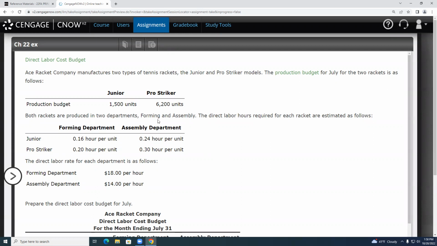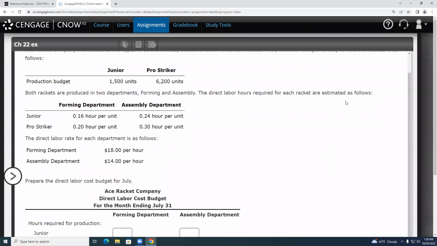Both rackets are produced in two departments, forming and assembly. The direct labor hours required for each racket are estimated as follows, and we have the number of hours for each department for each product. How do we know that? Well, the people who designed the product, the engineering staff, and the production people combined to determine how long this is going to take. If this is a product that we make all the time, we would just look at how much time it took last year on average per unit. And so these are what I refer to again as our standards, which is our budgeted expectations.